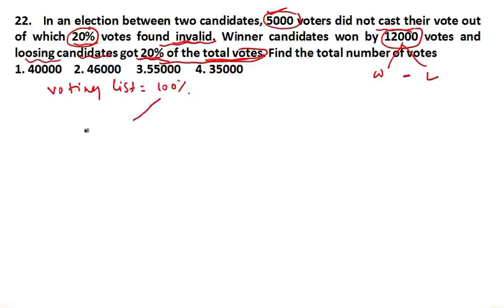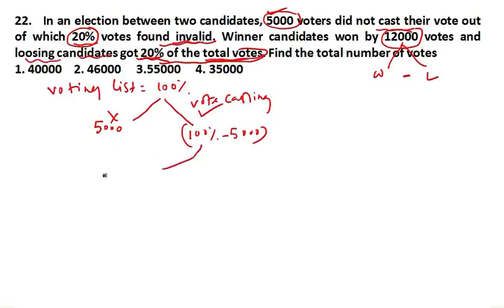Now 5,000 people did not go for voting. If 5,000 people did not go for voting, then how many people went for voting? Vote casting, how many people went? Just 100% minus 5,000. This many people have gone for voting. Now it is saying 20% of the votes were found invalid. Out of this vote casted, 20% found invalid, minus 5,000.